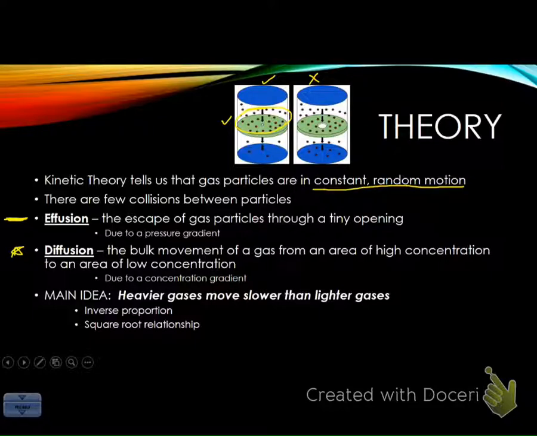Diffusion is something you learned about in biology. It's a bulk movement, in this case of a gas, from high to low concentration. In biology, you probably learned more about ions, like the sodium-potassium pump following a concentration gradient. That's diffusion. Osmosis is a type of diffusion. But the main idea is that it moves from a high concentration to low along the concentration gradient, but it's a bulk movement. There are a lot of particles instead of one at a time.